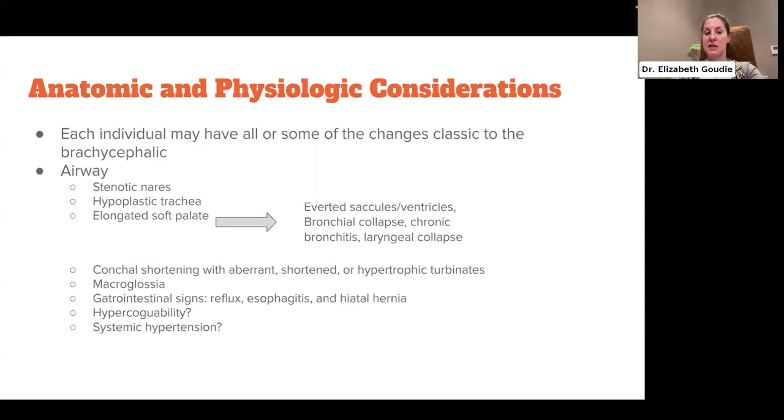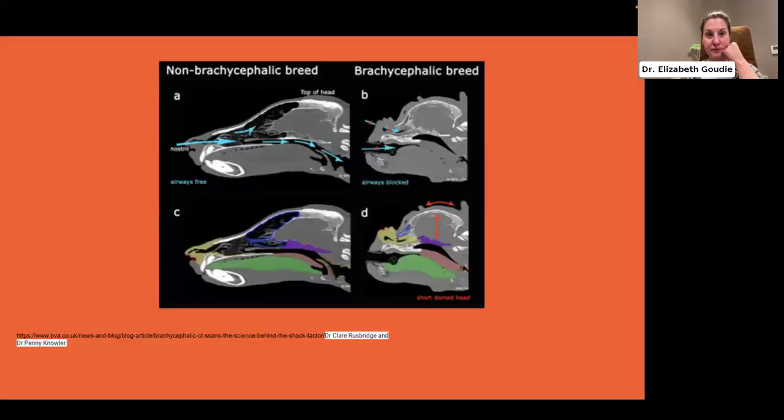So it's kind of keeping that in the back of the mind. And then they can have systemic hypertension. So is that again, chicken or the egg? Do they have systemic hypertension that's causing their hypercoagulability and stimulating that Virchow's triad?